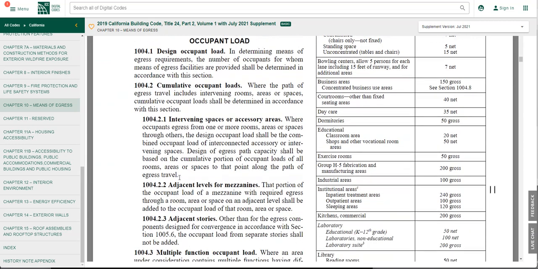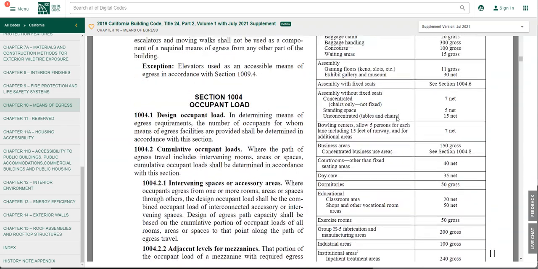41.2. Okay, so here you go. And there's a table to go with it.